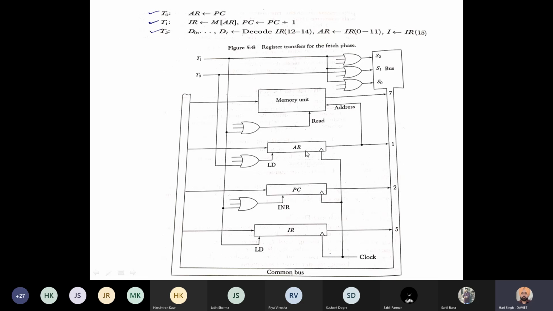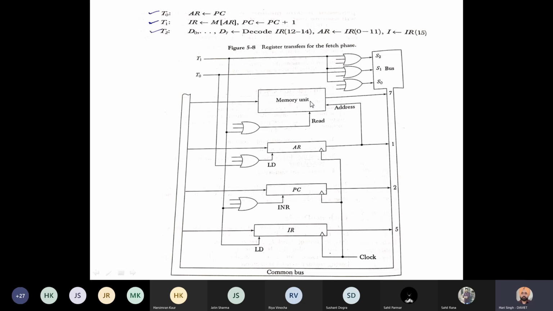And during the T1 state, a value from memory will be obtained. If T1 is also active, then these values S0, S1, S2 will all be 1, 1, 1. Memory will be selected, and the value from memory will be obtained because the read pin is also active. Why is the read pin active? Because the input of this gate is also T1. So T1 is active, and with this the read pin will be activated.